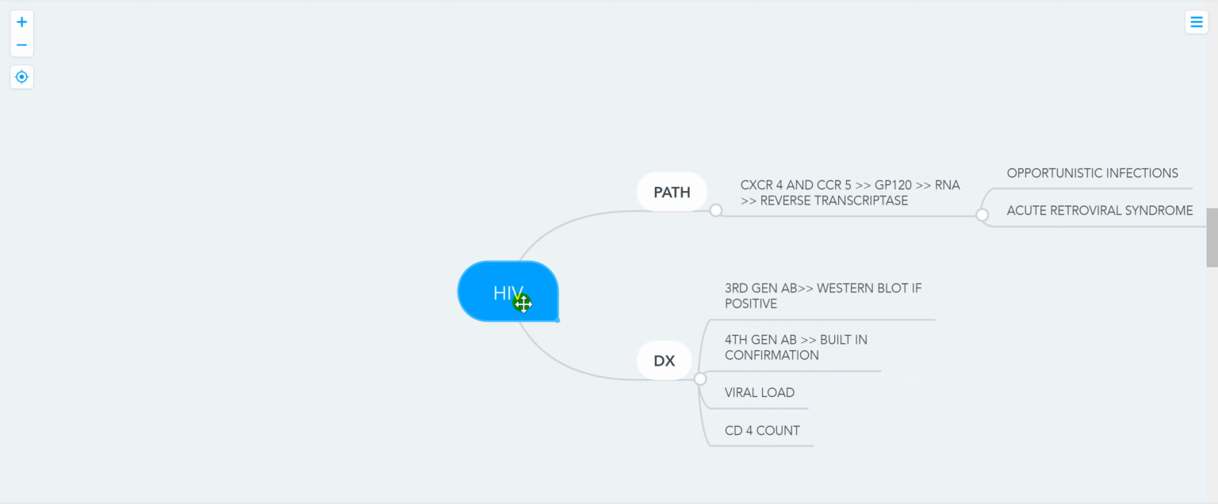How do you treat it though? That's an important thing. You treat it 2 plus 1: 2 nucleoside reverse transcriptase inhibitors and 1 from either a protease inhibitor, fusion inhibitor, non-nucleoside reverse transcriptase inhibitor, or integrase inhibitor. Usually the most common is 2 NRTI and 1 integrase inhibitor. They have the least side effects.